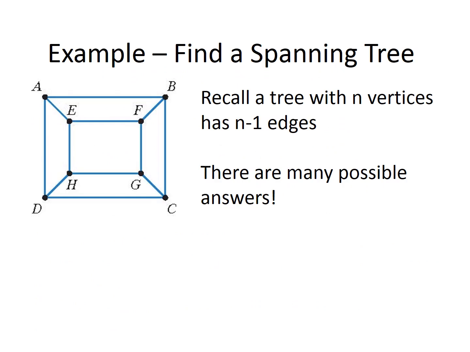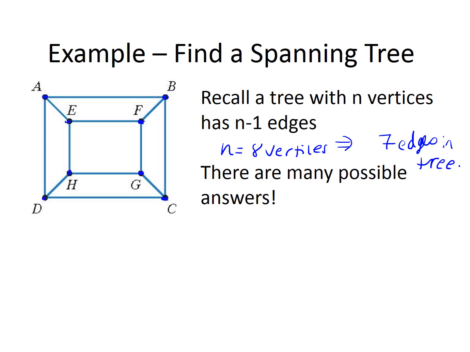So example, find a spanning tree. And recall that a tree with n vertices has n minus 1 edges. So if you count, originally there are 1, 2, 3, 4, 5, 6, 7, 8 vertices. So there should be 7 edges in the spanning tree. Okay, right now it's clearly not a tree because there are many cycles in this graph, right?